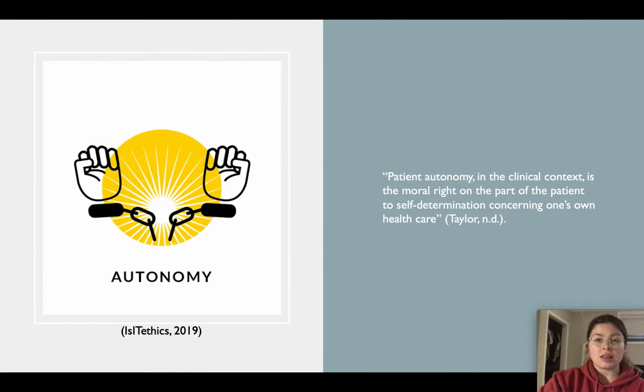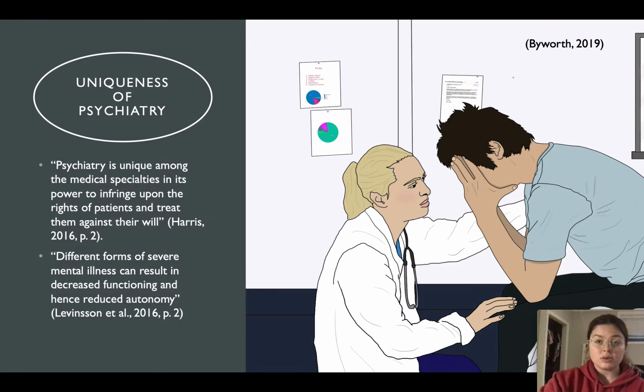Patient autonomy in the clinical context is the moral right on the part of the patient to self-determination concerning one's own healthcare. So normally patients have the right and freedom to make their own informed health decisions, but this gets complicated in terms of psychiatric patients. There is a uniqueness to psychiatry because healthcare personnel have the power to infringe upon the rights of patients in special circumstances. And also, different forms of severe mental illness can result in decreased functioning and hence reduced autonomy.